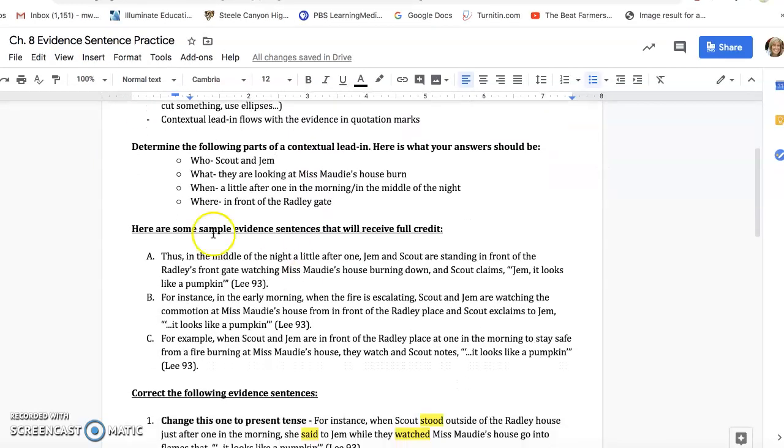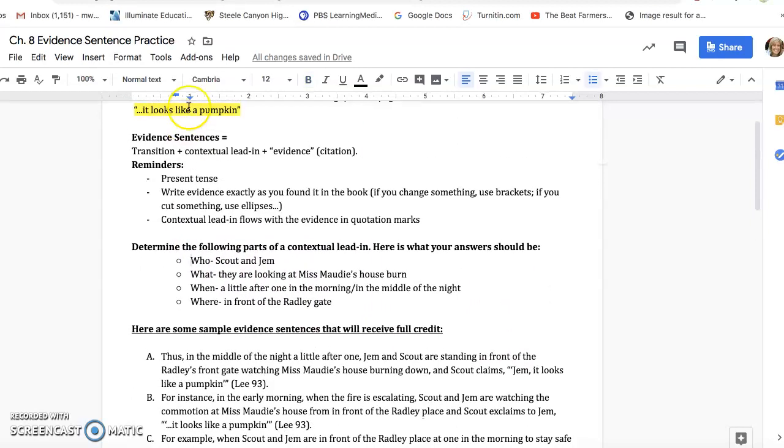Okay, so the way that we make that contextual lead-in, which is frankly the toughest part of an evidence sentence, is you have to tell who's talking right here, who's there. "It looks like a pumpkin." What are they looking at? Well, they're looking at Miss Maudie's house burned down. When is this happening? It's a little after 1 in the morning in the middle of the night. And where is it happening? It's happening in front of the Radley Gate.